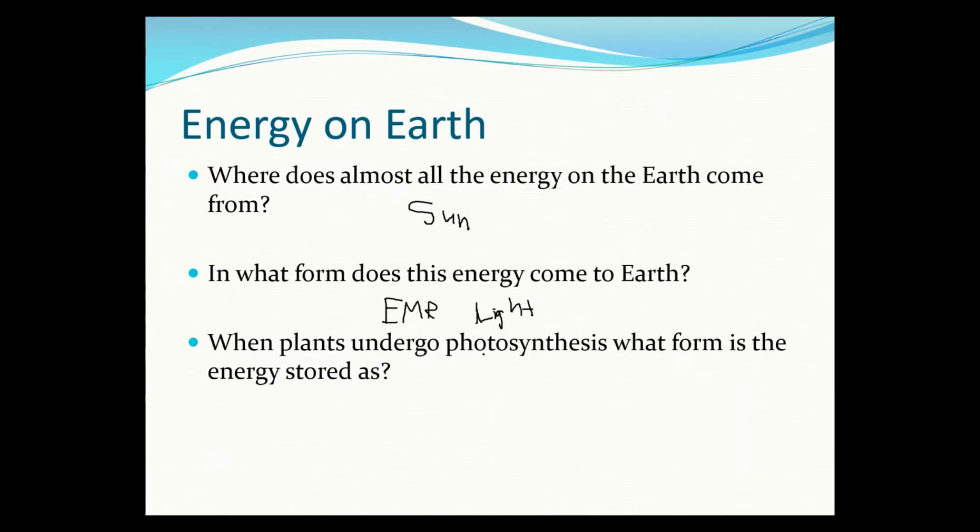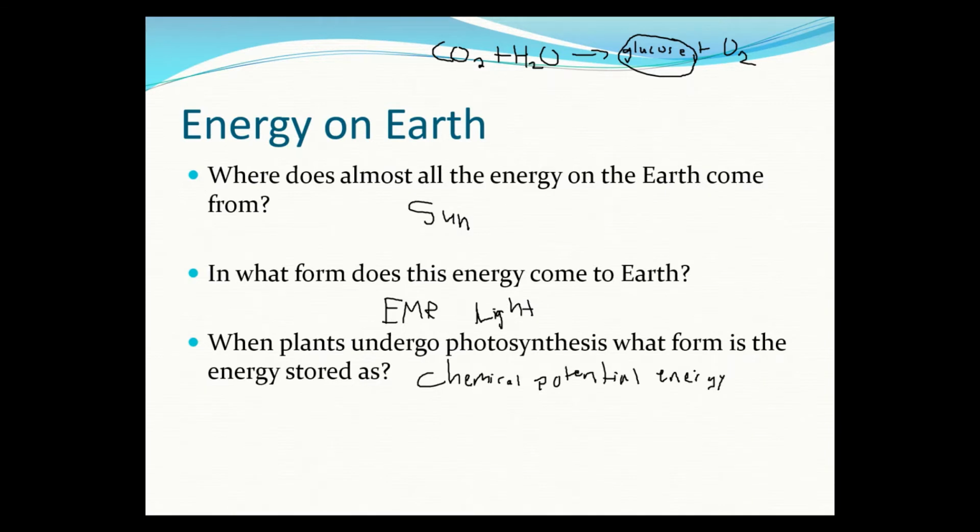So when plants undergo photosynthesis, they take carbon dioxide and water, and they turn it into glucose and oxygen. So this glucose is where it's stored, and this is just sugar. Anytime you have sugar, it's going to be stored as chemical potential energy. Okay, so it's stored as chemical potential energy.